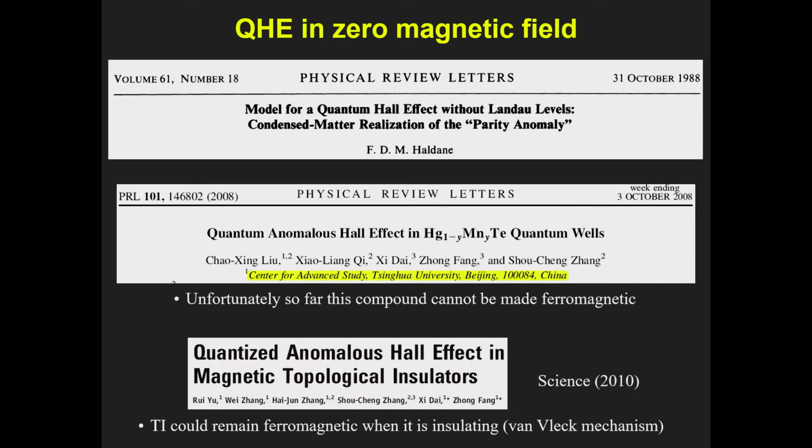And 2 years later, Zhong Fang and Xi Dai's group from IOP in Beijing proposed that the 3D topological insulators, bismuth selenide, bismuth telluride, and antimony telluride, could be even better systems for quantum anomalous Hall effect, because this material can become ferromagnetic even when it is insulating. I think that's a problem for this system. Somehow, it still cannot be spontaneously ferromagnetic yet.